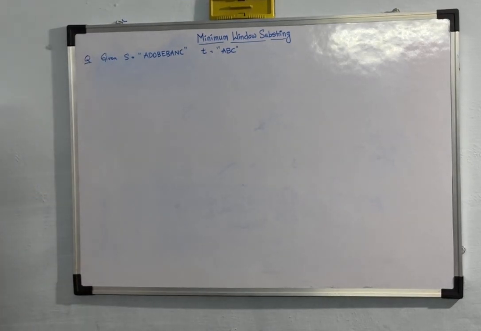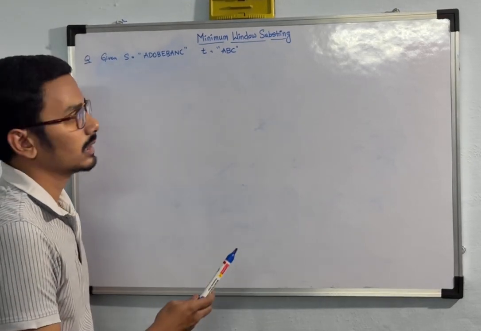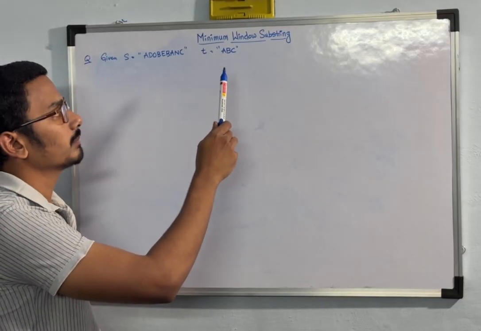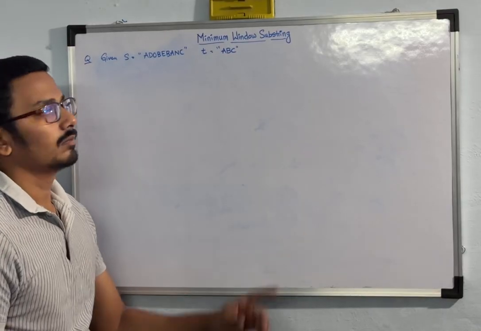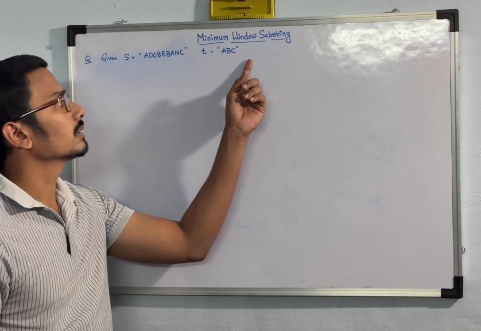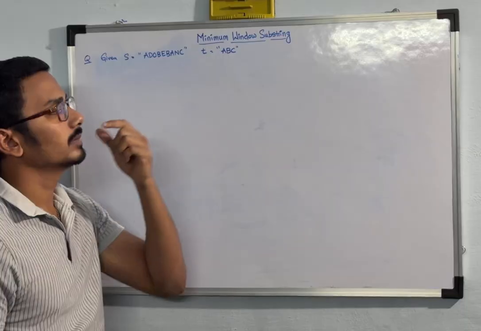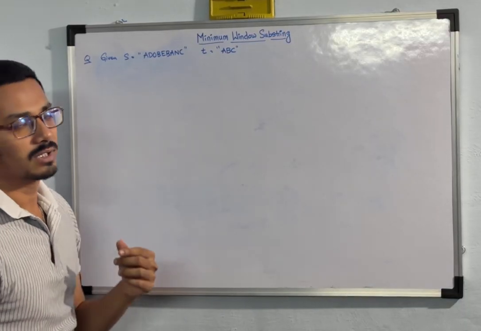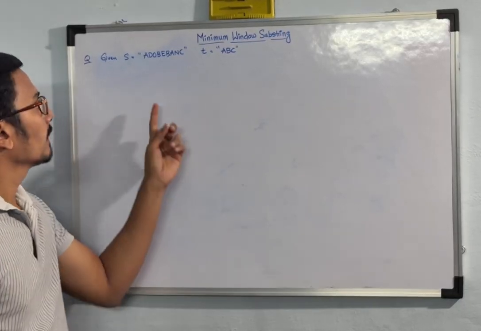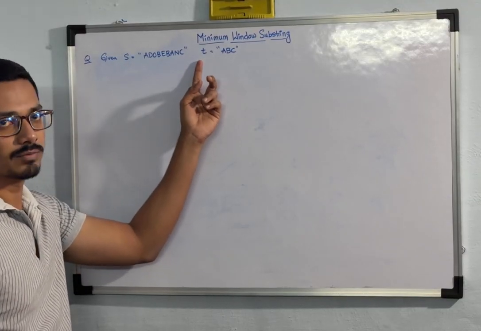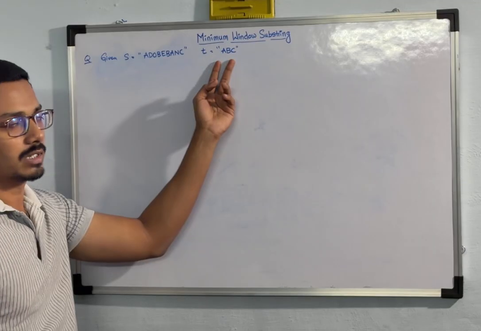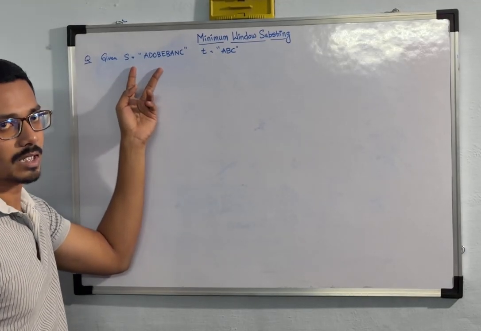Hi guys, today we will discuss the conventional string plus hash map, string plus sliding window pattern. The problem name is minimum window substring. The name itself suggests what it does. We are given two strings, S and T. Out of these, T will be the smaller string and S will be the larger string comparatively.